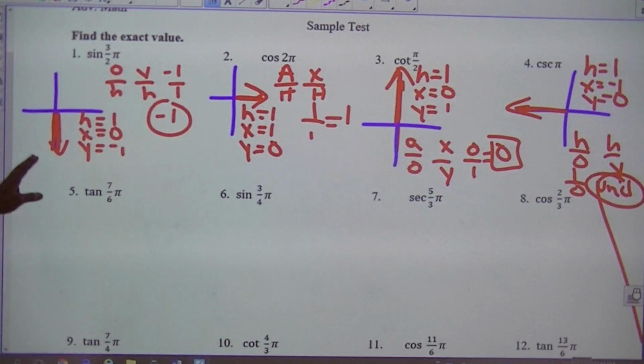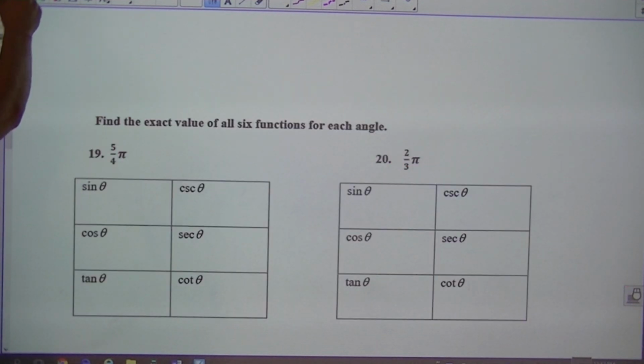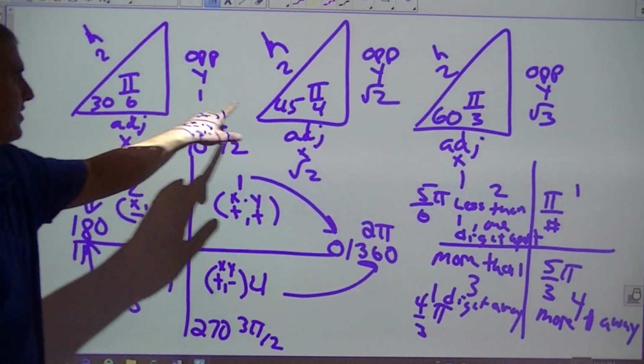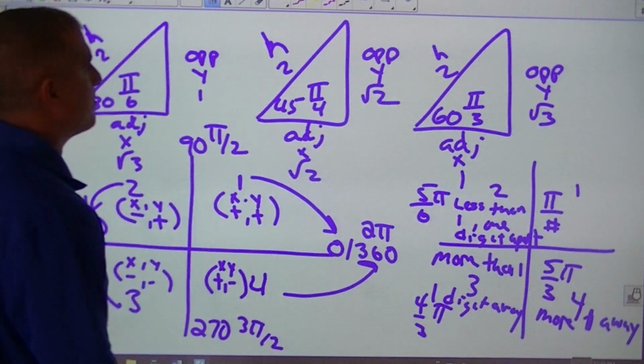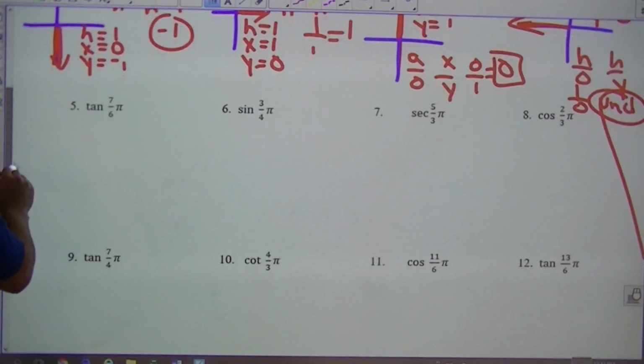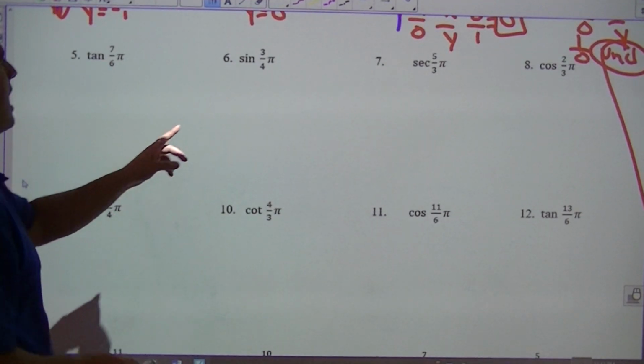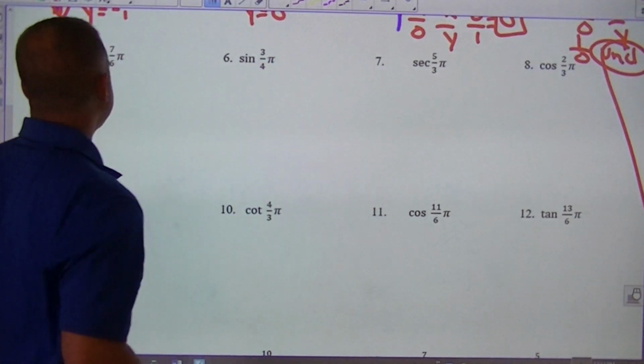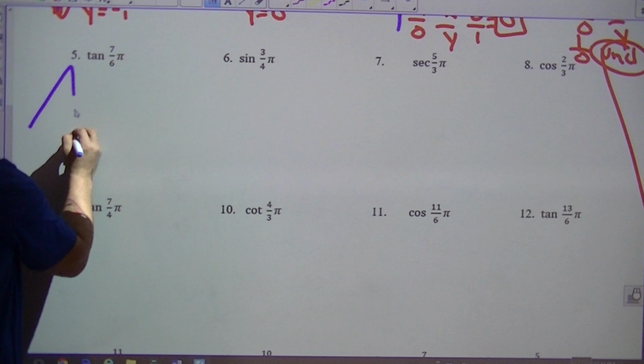Alright, so those are the ones, as you notice, when you go back to this, here's how you tell those are at the axis points. They don't have a 6, a 4, or a 3. That means they have to be at the axis points. Let's go back and take a look at these now. 7 pi over 6, what that's going to be is the 30-degree triangle.